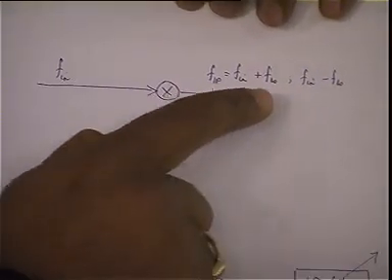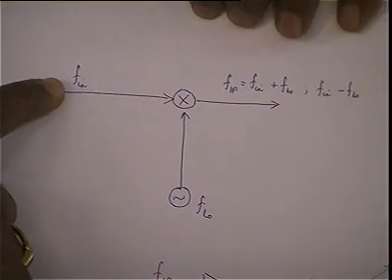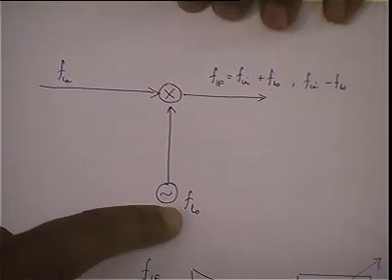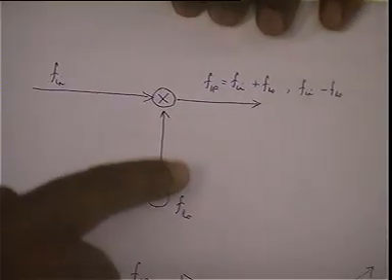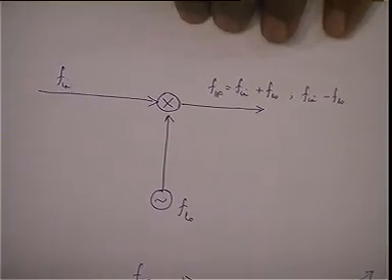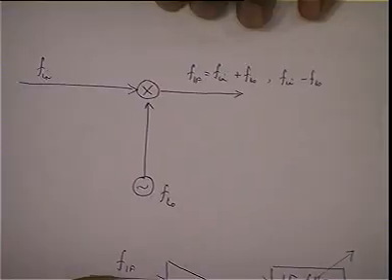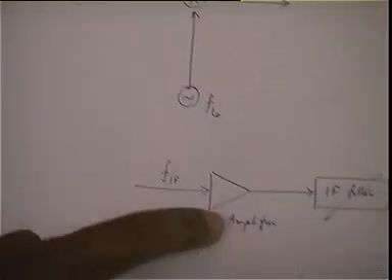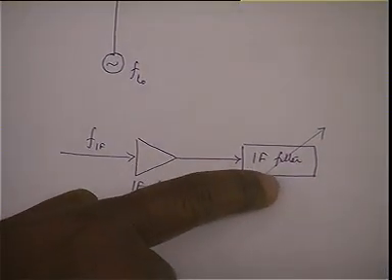the frequencies. Fin minus FLO, that is the difference between this frequency and this frequency, is what we call the intermediate frequency, which I designate by FIF. Now this intermediate frequency goes into an intermediate frequency amplifier followed by an intermediate frequency filter.